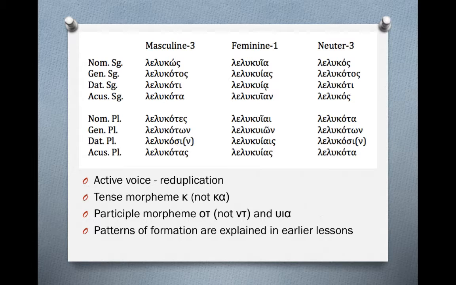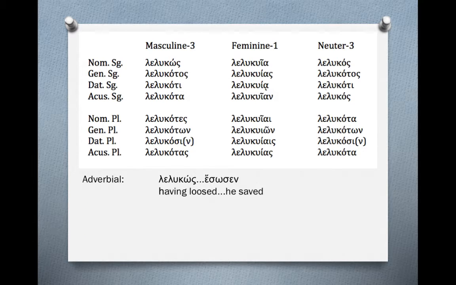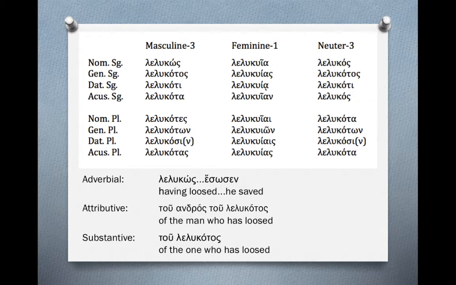The patterns of formation are explained in earlier lessons. So if you're asking yourself, for instance, why the nominative singular looks kind of funny or the dative plural, it's because they're third declension, and that has been explained in the previous participle lessons. All of these could be translated having loosed if they were adverbial. So a good adverbial translation for lelukos, if it appeared with esosen, would be having loosed, he saved. Or the attributive, tu andros tu lelukotos, of the man who has loosed. And the substantive, again, would appear by itself, and a good translation would be of the one who has loosed.